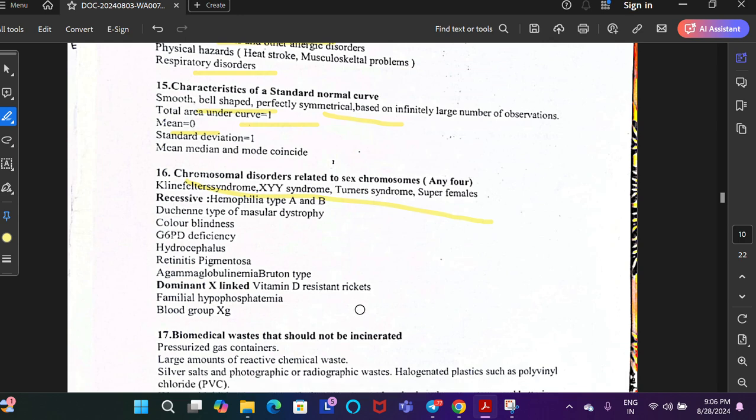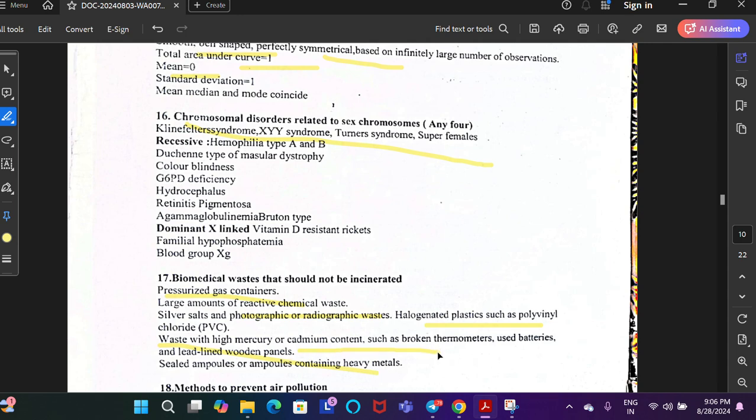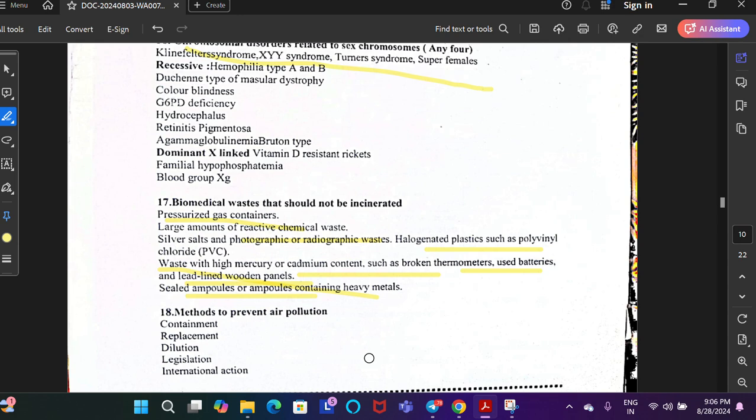Then the 17th question: biomedical waste that should not be incinerated. Pressurized gas containers, large amounts of reactive chemical waste, silver salts and photographic or radiographic waste, halogenated plastics such as polyvinyl chloride (PVC), waste with high mercury or cadmium content such as broken thermometers, used batteries and lead-lined wooden panels. Then sealed ampules or ampules containing heavy metals.